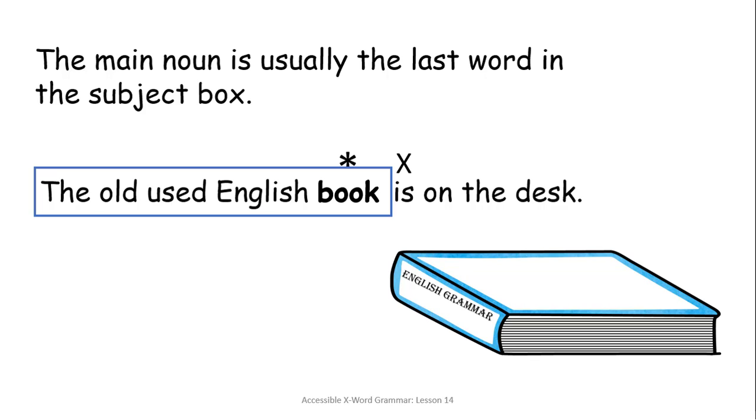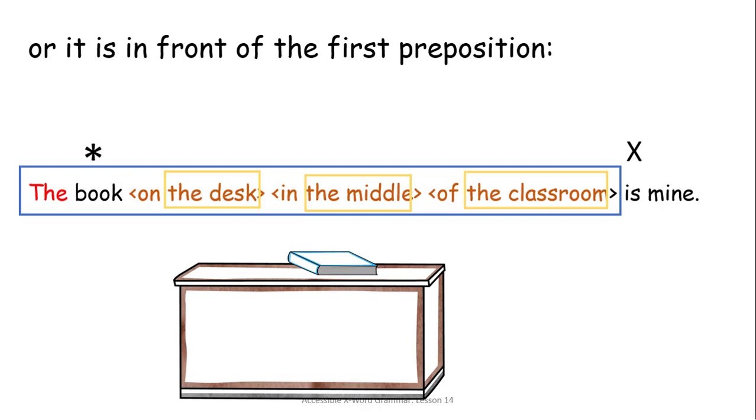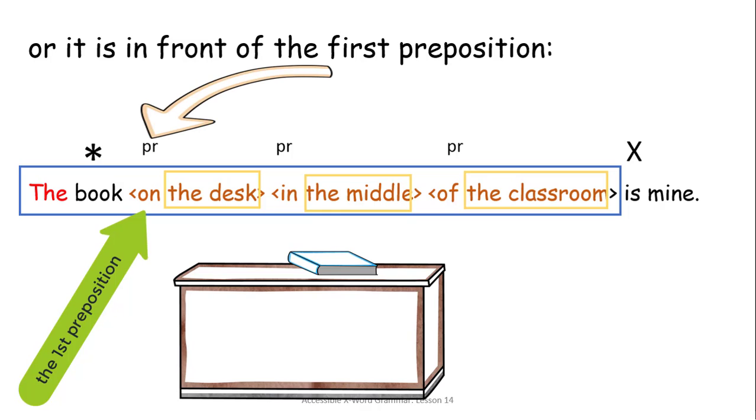The old used English book is on the desk. The main word of the subject is book. Or it is in front of the first preposition. The book on the desk in the middle of the classroom is mine. The main word of the subject is book.